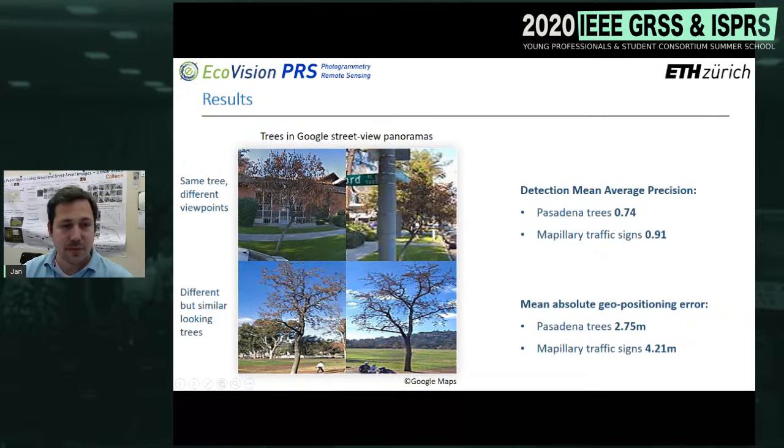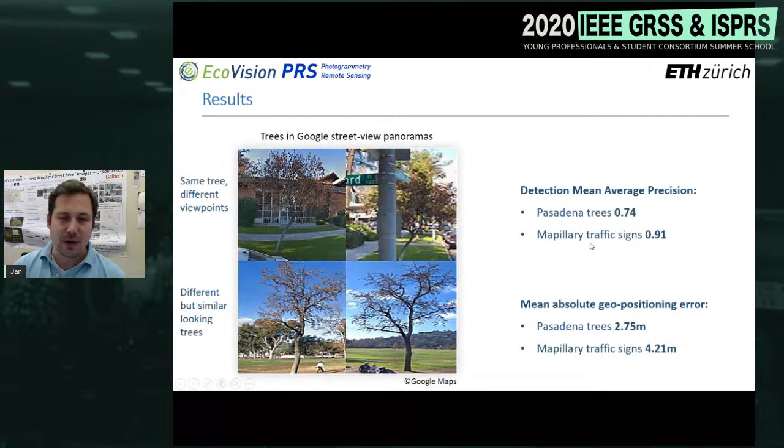Same thing also if you have very similarly looking trees, like here, the appearance is very similar. So this would lead to a lot of confusion if you would only match based on image appearance. But if you now have the relative pose that comes with it, you see that those trees are not positioned at the same street. Yes, and then of course we do this for thousands of trees.